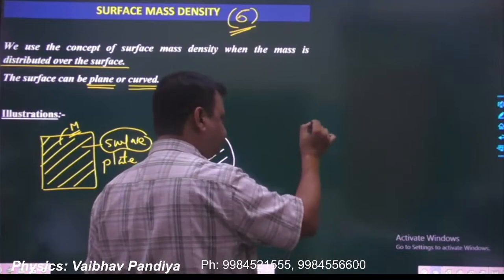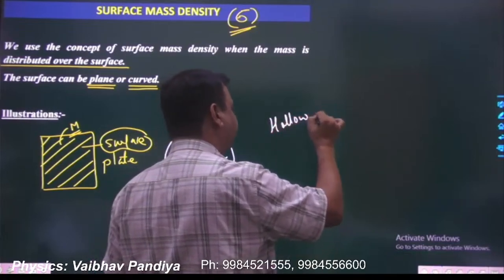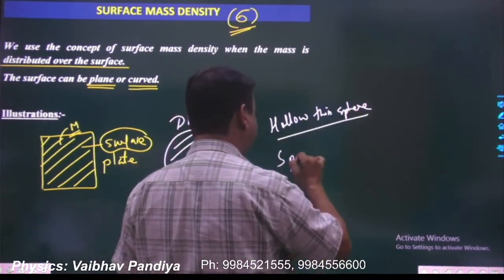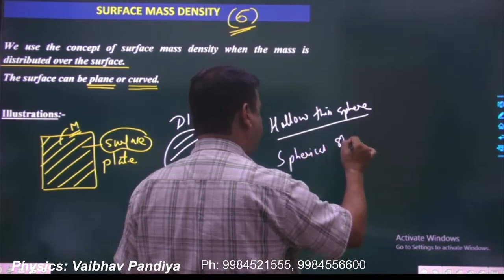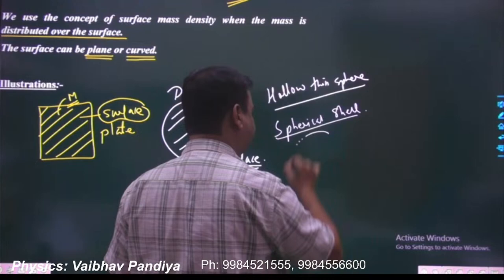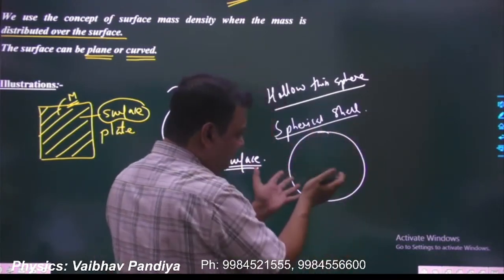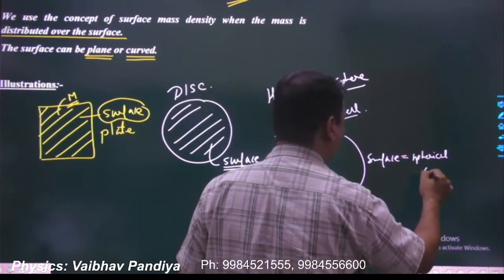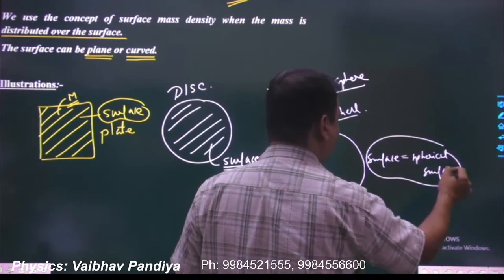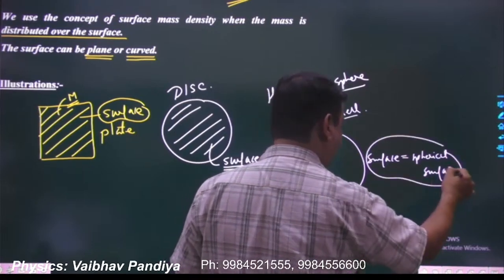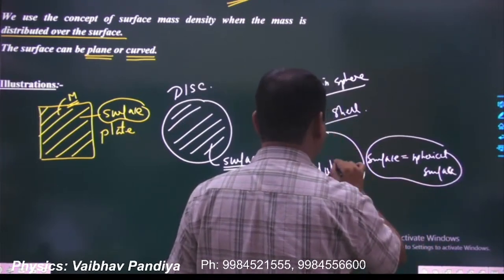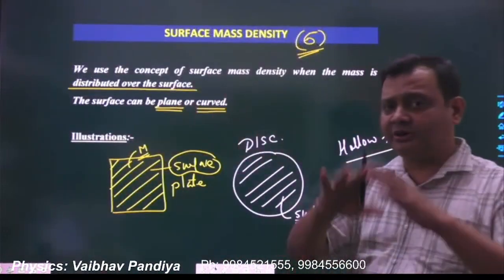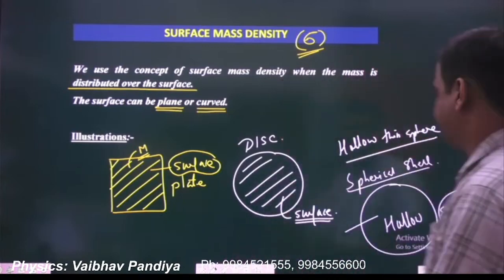Now suppose we have a hollow, thin sphere. You can also call it a spherical shell. It's a very thin envelope. So the mass is distributed over a spherical surface. Inside it is completely hollow. So mass is distributed over a spherical surface, and here also you use the concept of surface mass density. These are some of the illustrations where you can see how the mass is distributed over the surface, where we use the concept of surface mass density.